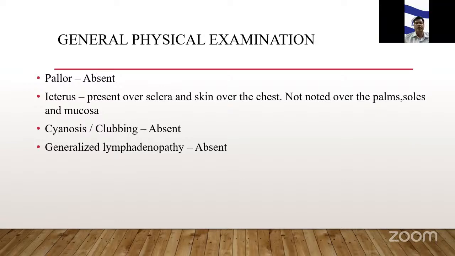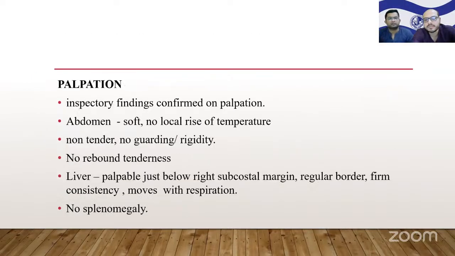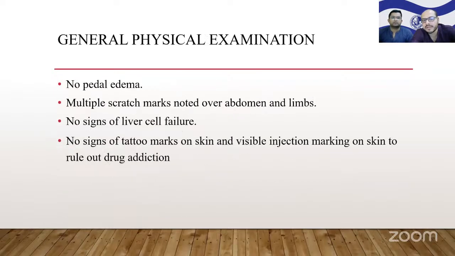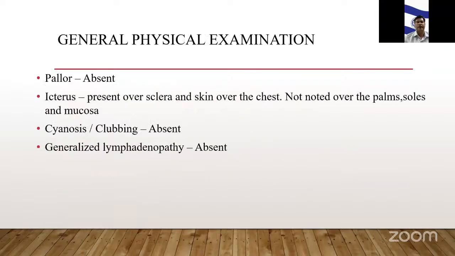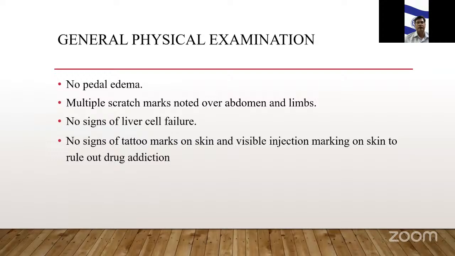Good. So up to the chest, you noticed icterus is there. You have mentioned how much bilirubin there was in your investigation? My patient had a bilirubin of 4.8 milligram per deciliter. It's near about 5, so that's why. Okay, good. Matching. Now come back to general physical examination.